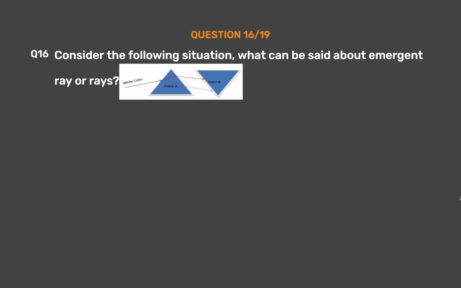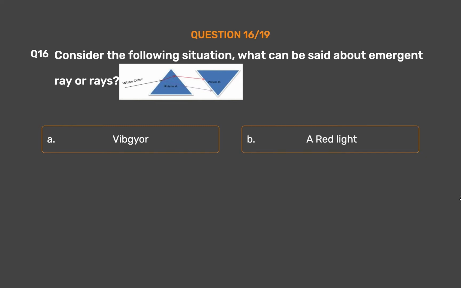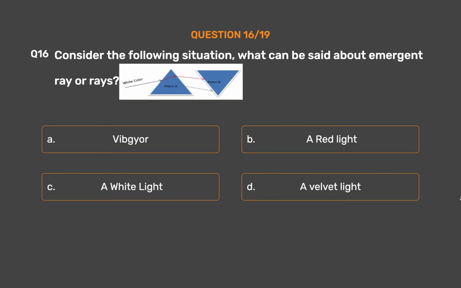Question number 16. Consider the following situation. What can be said about emergent ray or rays? Option A, Vibgyor. Option B, a red light. Option C, a white light. Option D, a velvet light. The correct answer is option C, a white light.